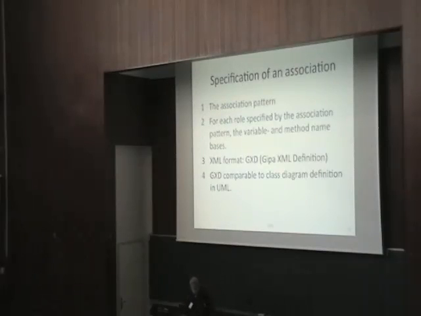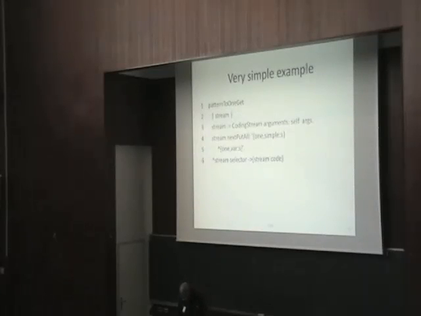String knows how to take off the selector, and I have the actual code of the get operation. This is, of course, a very simple example, but you can imagine if you have a double linked association with actually four roles, of which two are played by the same object, you have a bit more.